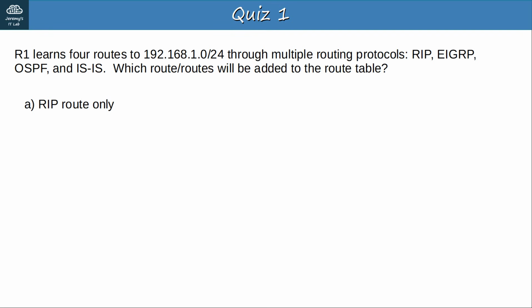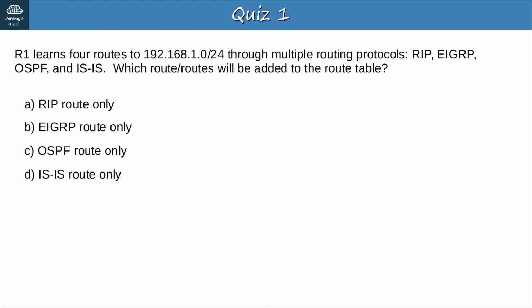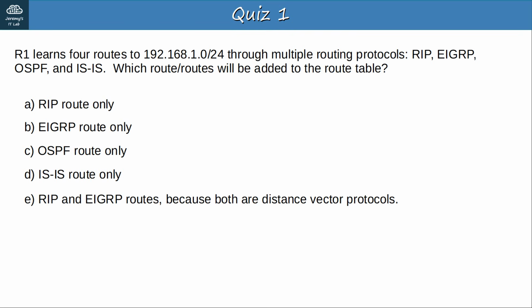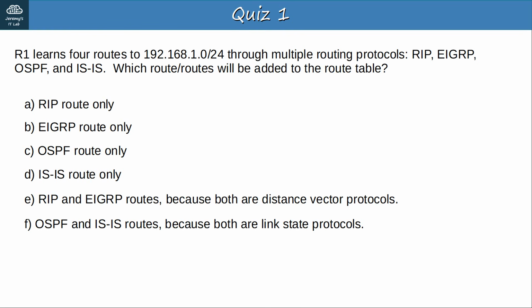A. The RIP route only. B. The EIGRP route only. C. The OSPF route only. D. The ISIS route only. E. The RIP and EIGRP routes, because both are distance vector protocols. F. OSPF and ISIS, because both are link state protocols. Or G. All routes will be added to the routing table. Pause the video to think about your answer.